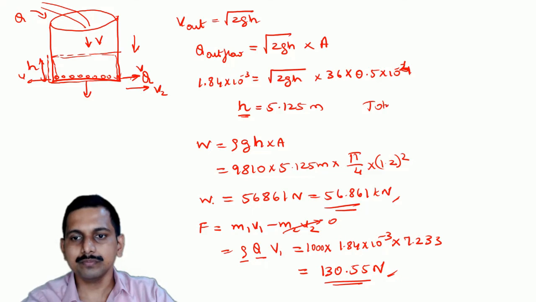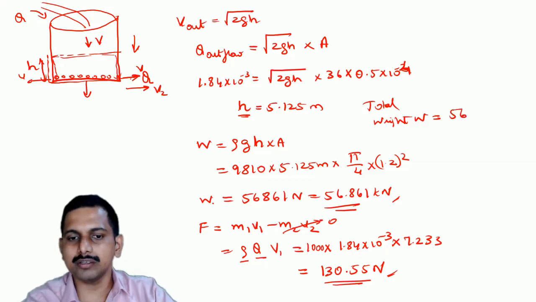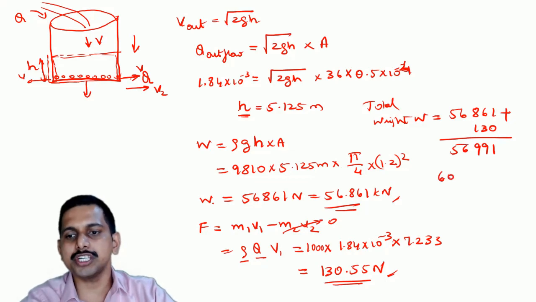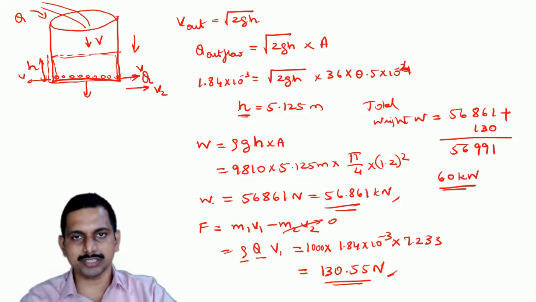Now total weight W would be 56861 plus 130, so it would be around 56,991. Almost 60 kilonewton would be the weight. Okay, so I hope you understood this, students.